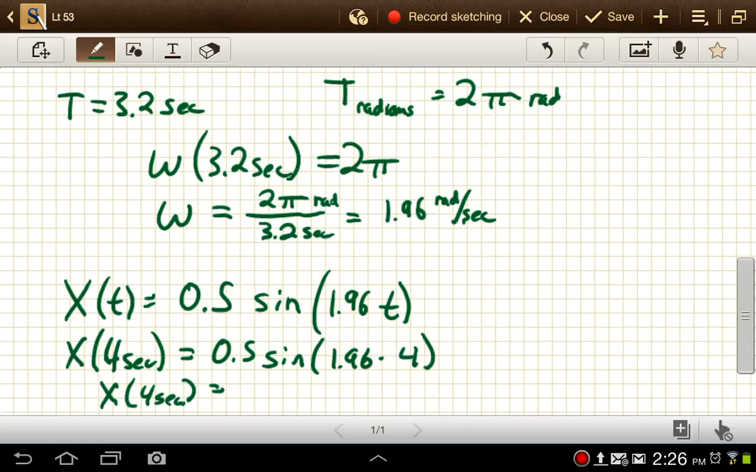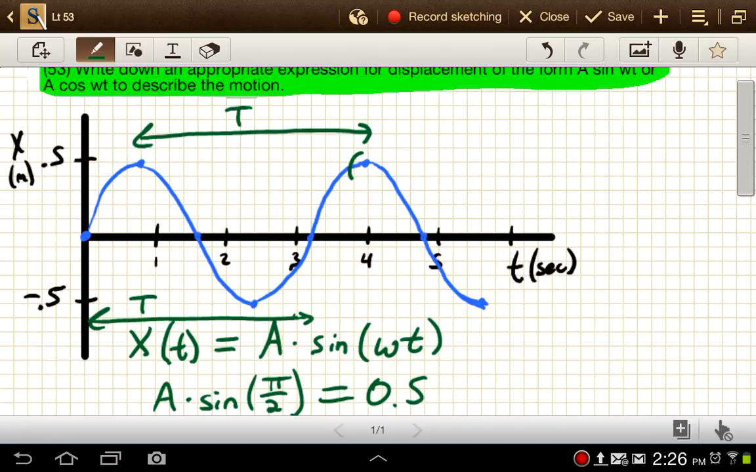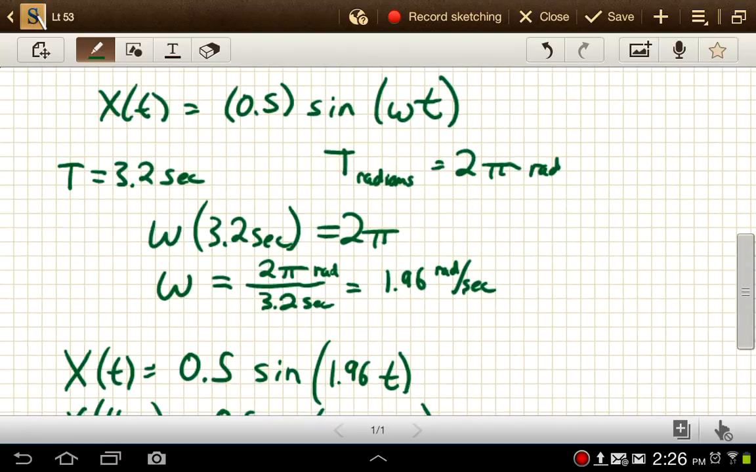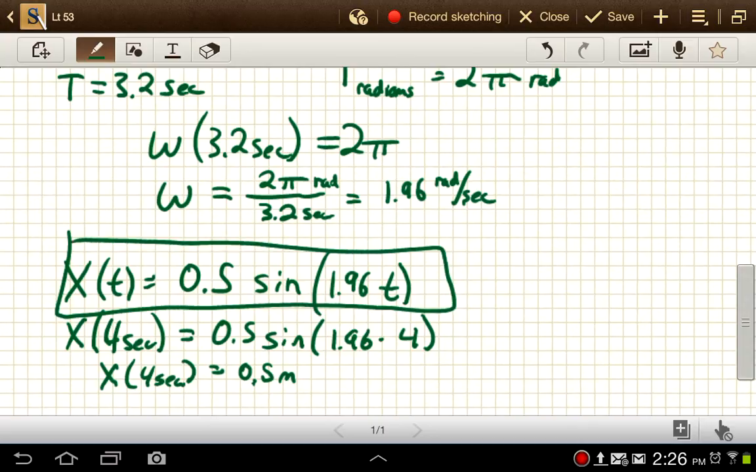And we get a crazy number because I didn't take my own advice and put my calculator into radian mode. But now that I have, I get a value of 0.5 meters. And that was what we expected. Okay, so our equation then is 0.5 sine of 1.96 t.